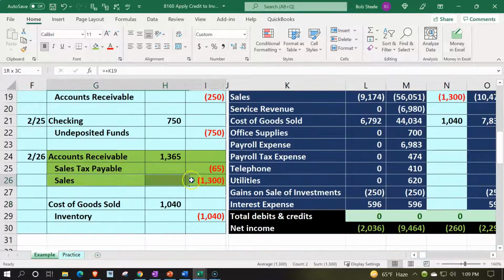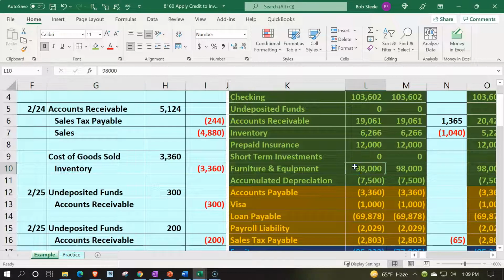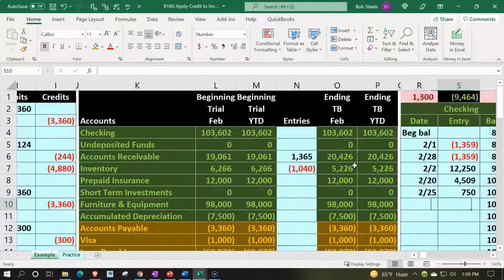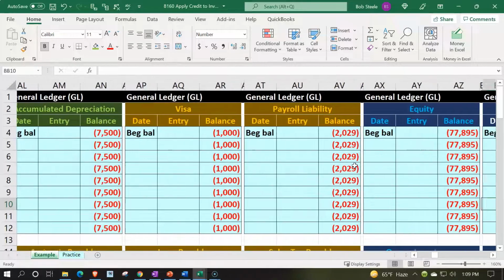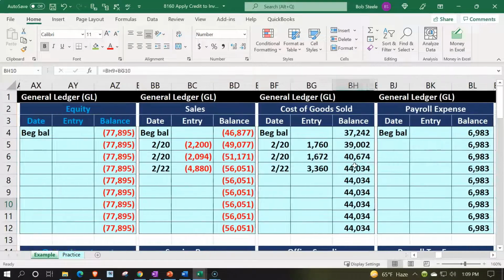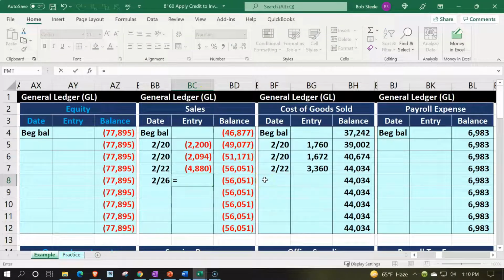Then we've got the sales. We need to post the sales. So scrolling up to pick that up, going all the way to the right. That's going to be our first blue and white account here. So we are in BB8. This is on 226. We're now in BC, way over in BC8, way back to BC8.